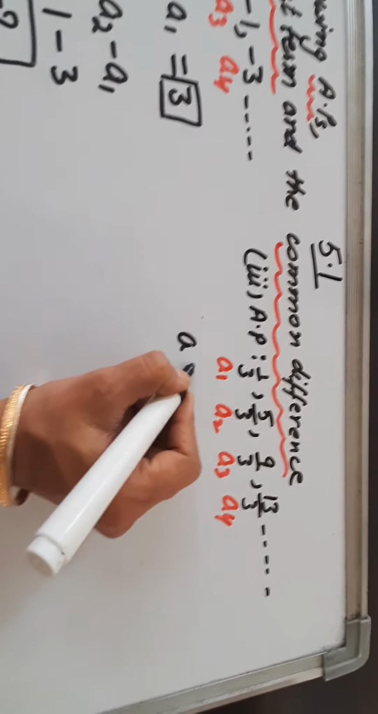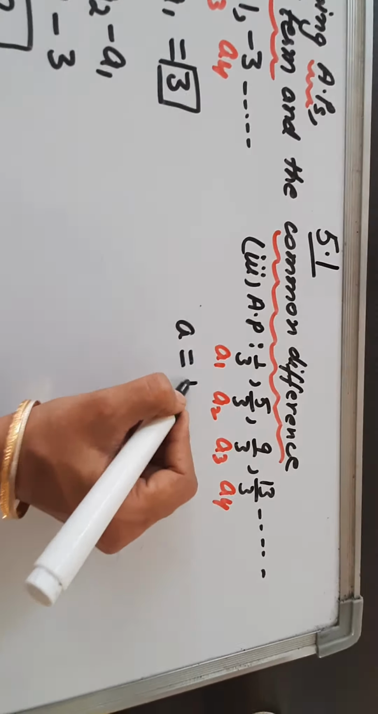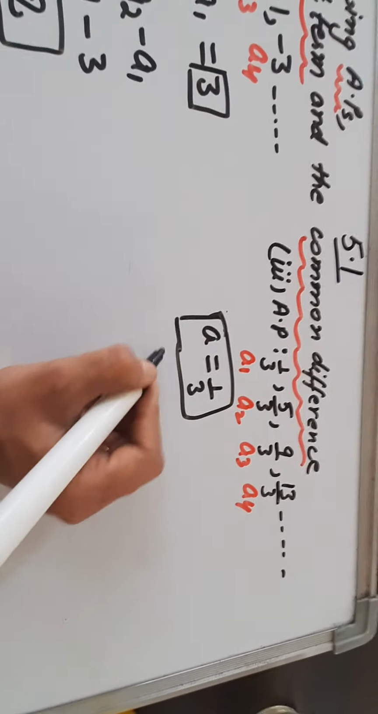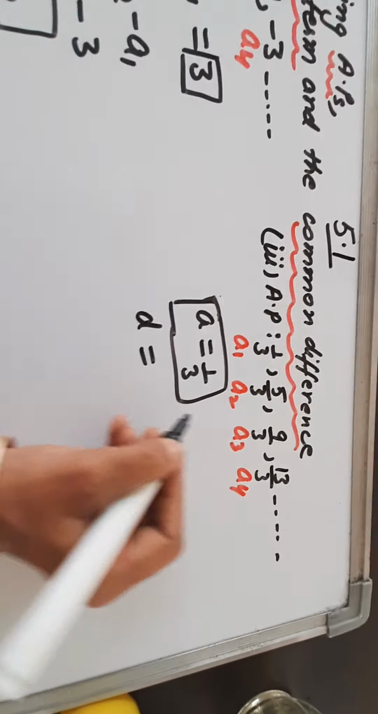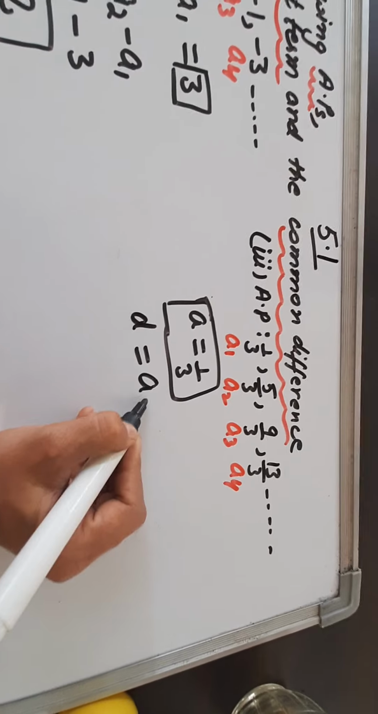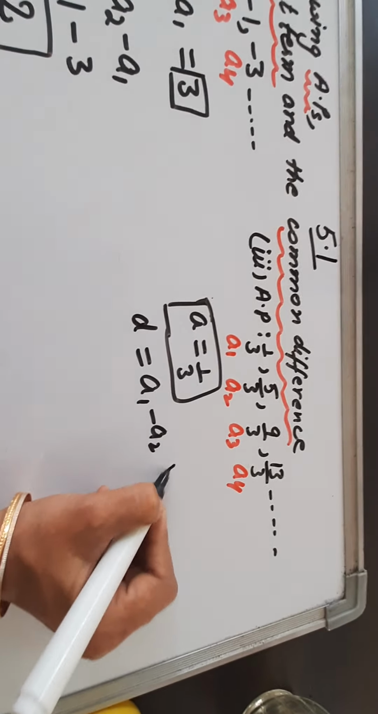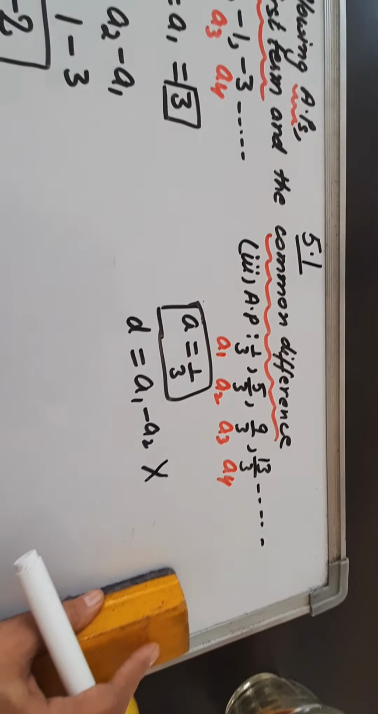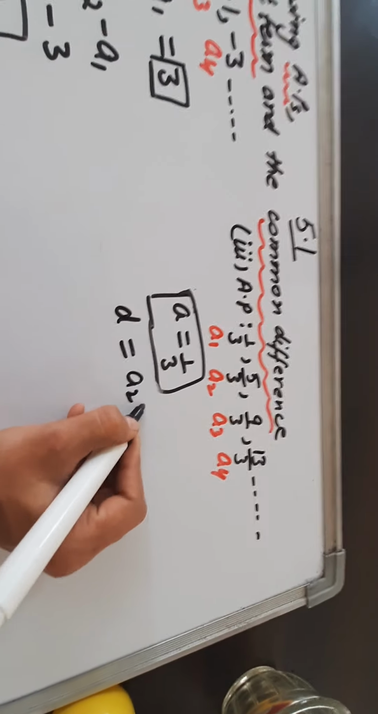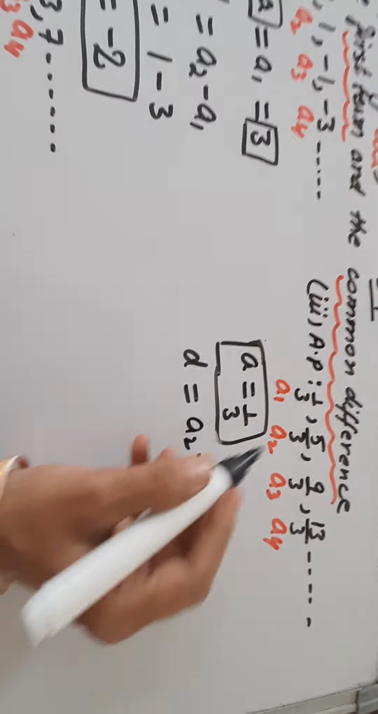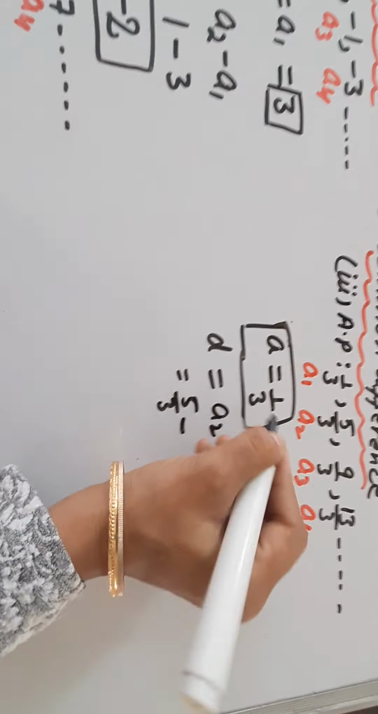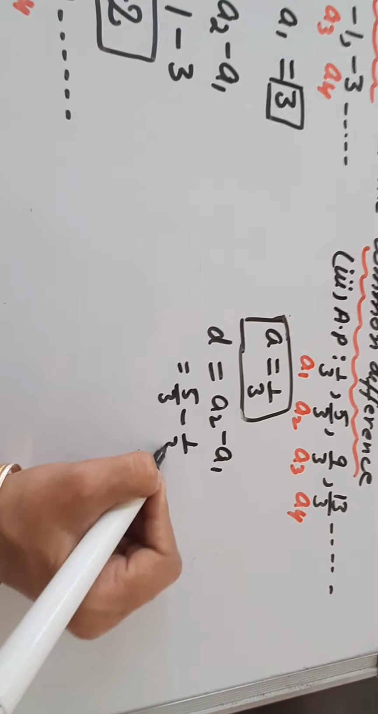The first term denoted by A is 1 by 3. This is the first term. And let us find out the common difference now. Again, A2 minus A1, you can take any. If you write A1 minus A2, your answer will become wrong. So be very sure. A2 minus A1. So what is A2? A2 is 5 by 3, minus A1 is 1 by 3.